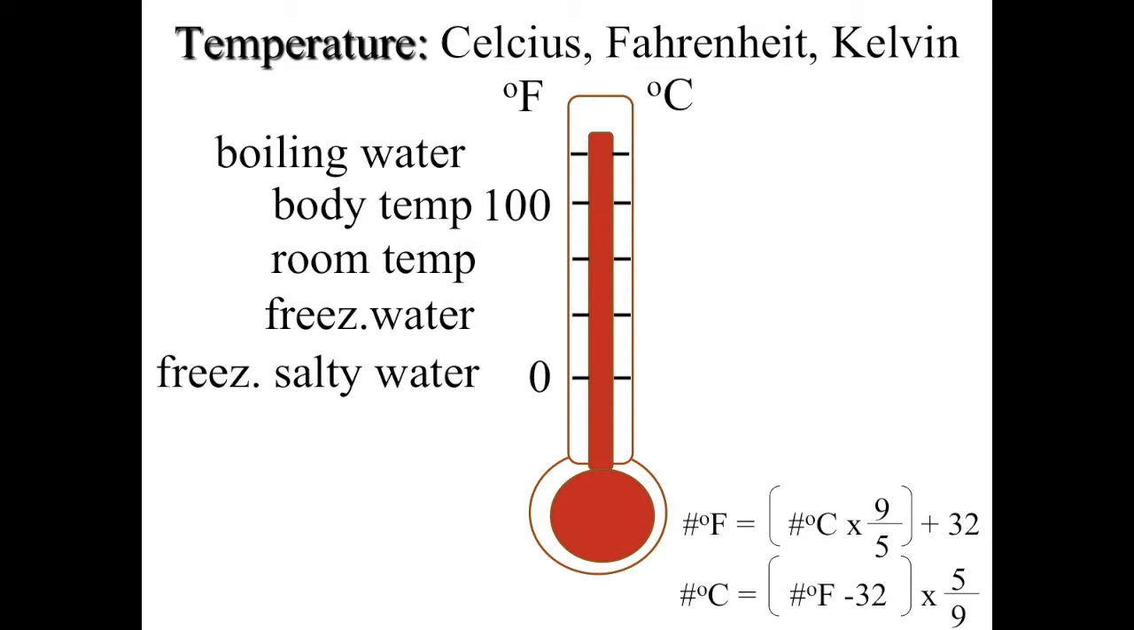Fahrenheit then made the high temperature of 100 degrees body temperature, which we know is 98.6, but 100 is close enough. The Celsius scale places 0 at the freezing temperature of water and 100 at the boiling temperature of pure water. What I would like you to do is to know the temperature of well-known situations on both scales.